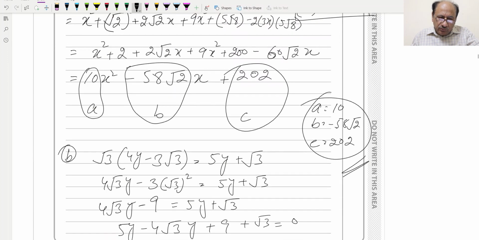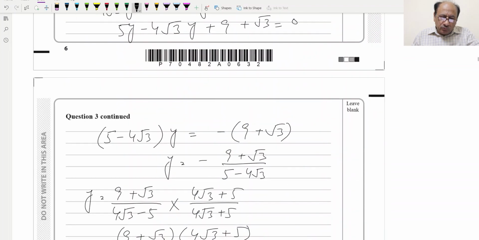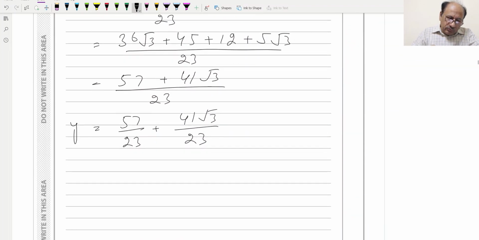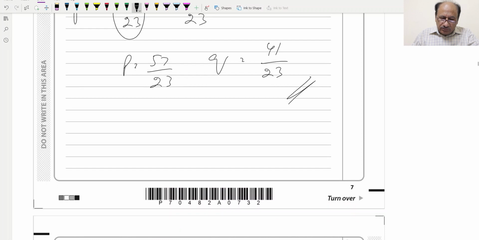our y value. This is what they are saying, p plus q root 3. So p is this one and q is this one, so we can write p is equal to 57 over 23 and q is equal to 41 over 23. These are basically the required answers.